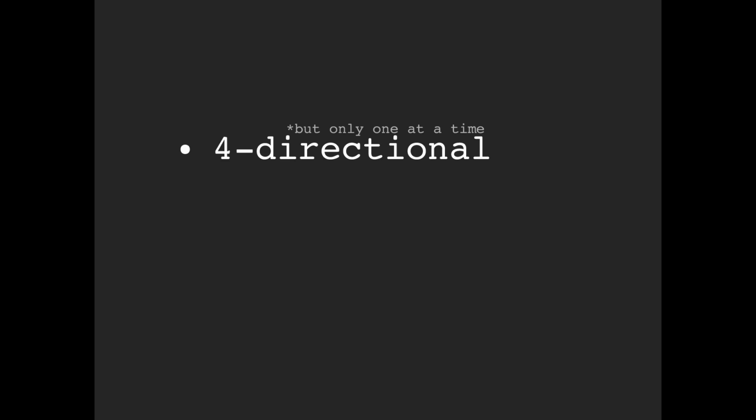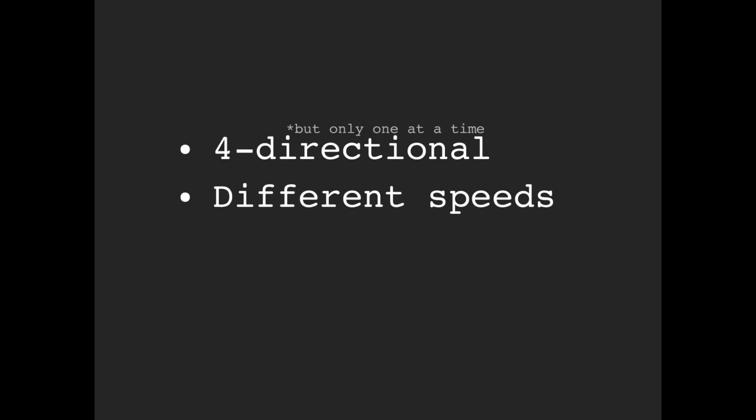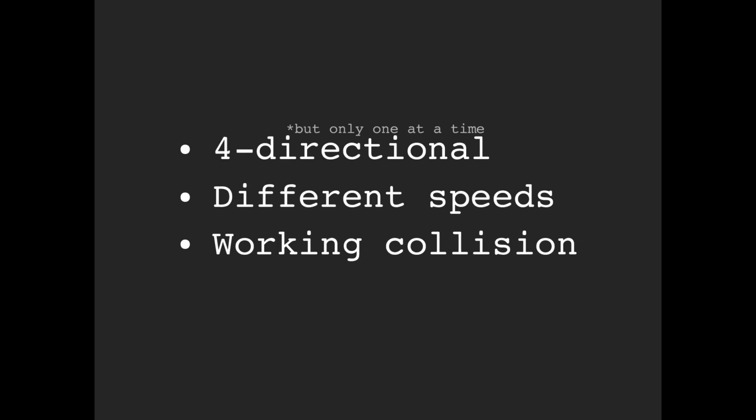So just so that we have an end goal in mind, I want to go over what I want our movement system to have by the end. It's going to have 4 directional movement, so the player will move left, right, up and down. We're not going to have diagonal movement. I also want our system to have different speeds so that if we hit the shift button, we'll run a bit faster. And I want us to have a collision system as well. So those are our goals.